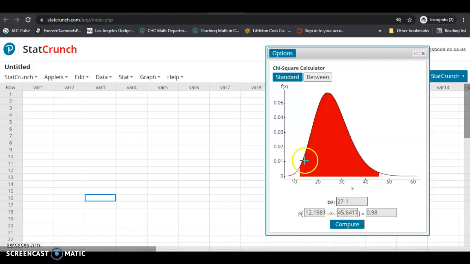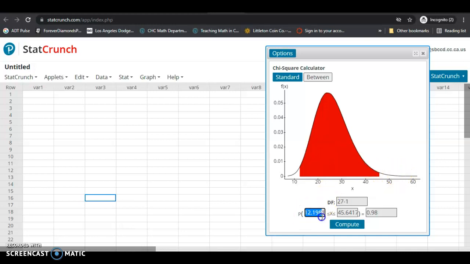The part in red here is the area represented by the confidence level. So the area between these two critical values underneath this curve is 0.98. The total area underneath the curve is 1, just like for any probability distribution. So we have almost the entire curve here.